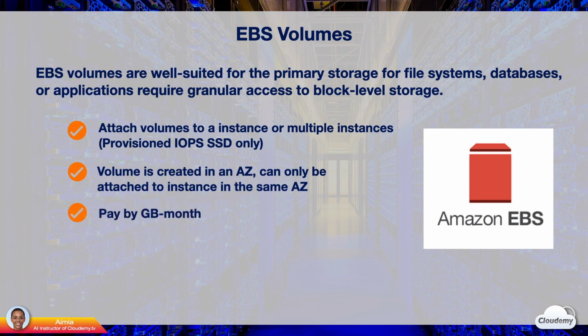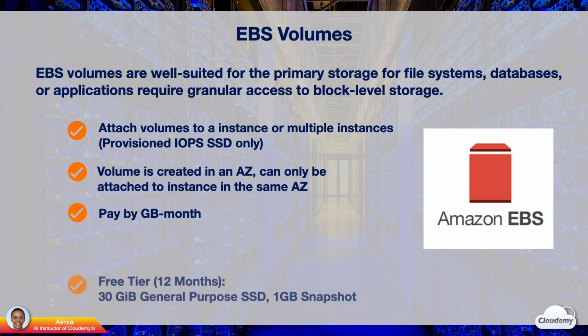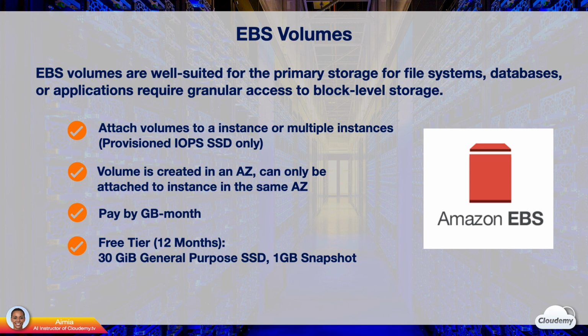With EBS, you only pay for what you consume. You are charged at a per-gigabyte rate for the total storage you provision every month. Amazon EBS offers a free tier for the first 12 months. You get 30 GB of EBS general purpose or HDD storage and 1 GB of snapshot space.